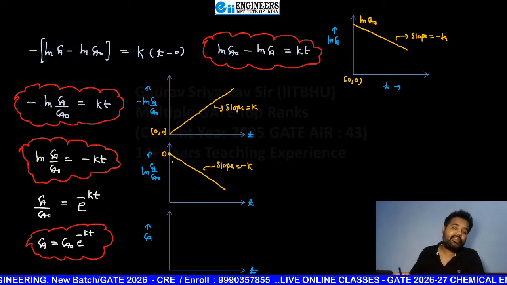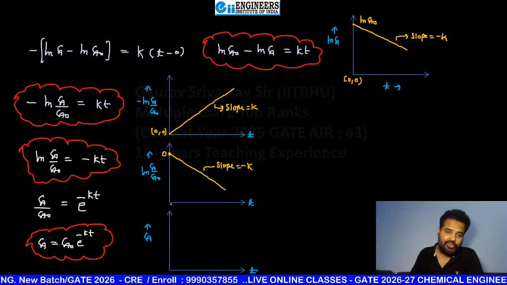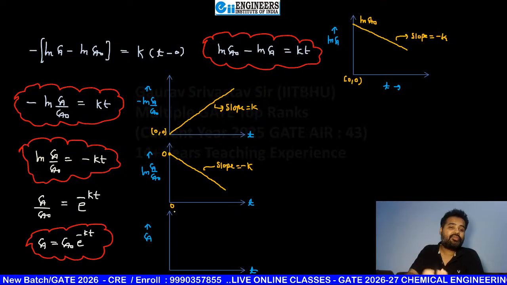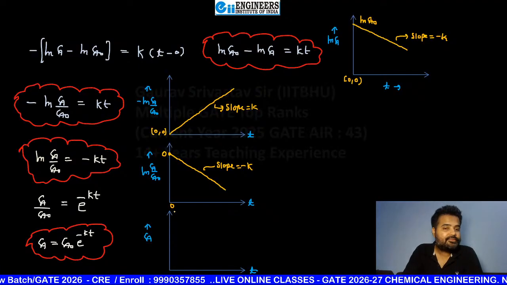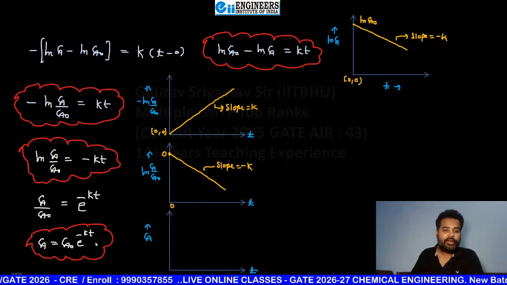Why am I writing intercept is 0 when time t is 0? So time t is 0 here, this is your 0. समझ पा रहे हो कि नहीं समझ पा रहे हो? Are you able to understand?